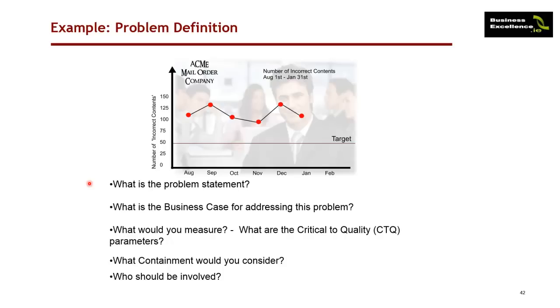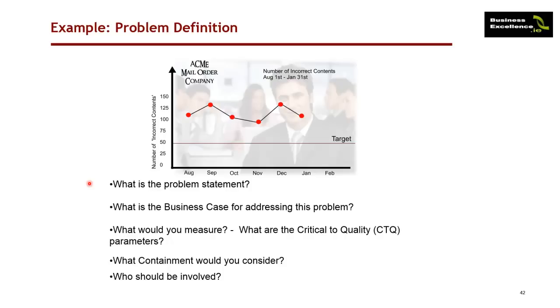The third question, what would you measure? What's actually a critical to quality parameter that the customer is looking for? The obvious thing you would measure here is the number of incorrect contents, and you would measure it before the improvement and after the improvement. You would measure it before the improvement to validate that you genuinely have a problem, and you would measure it afterwards to show that whatever solution you implemented did actually solve the problem.